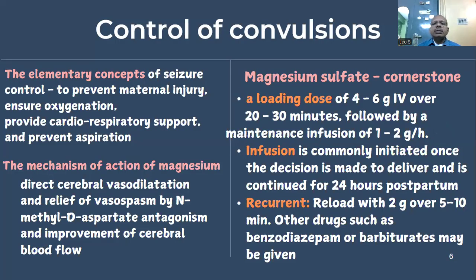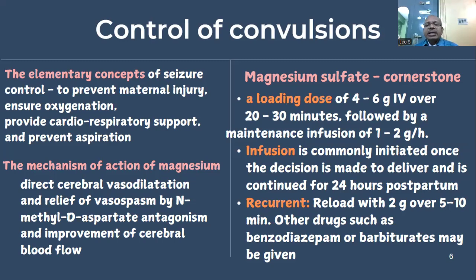Control of convulsions. The concept of control of convulsions is to prevent the maternal injury, ensure oxygenation, provide cardiorespiratory support, and prevent aspiration. Magnesium sulfate is the cornerstone and a very important drug to manage the pre-eclamptic convulsions. The mechanism is the direct cerebral vasodilatation and relief of vasospasm by NMDA receptor antagonism, and there is an improvement of cerebral blood flow.